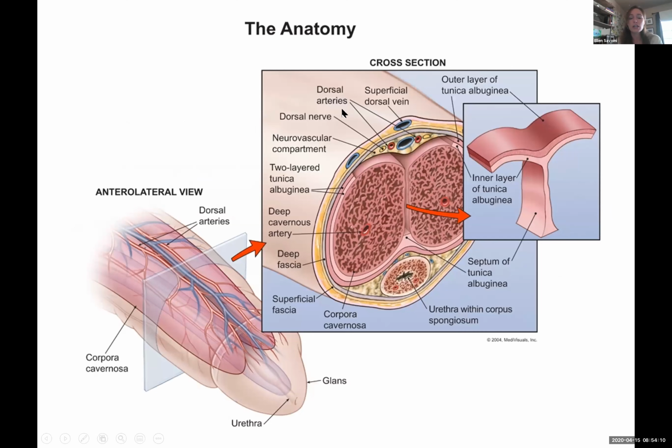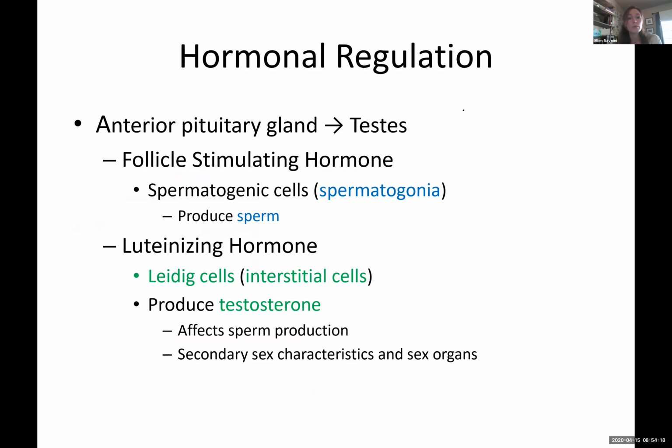So here's a better picture. You can actually see some of the tunica albuginea. This actually came from a research paper about the process, so you can read more about it if you want.